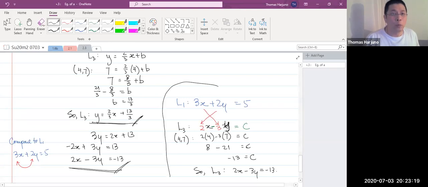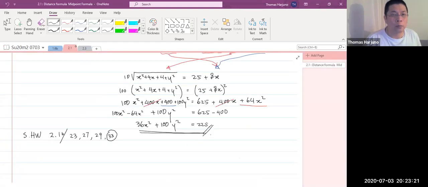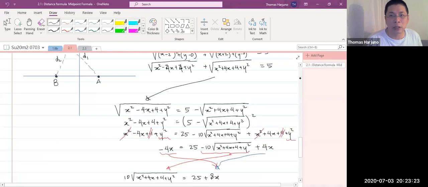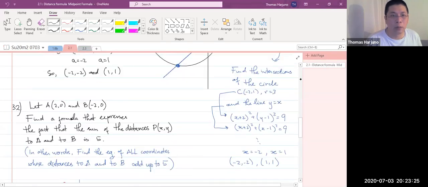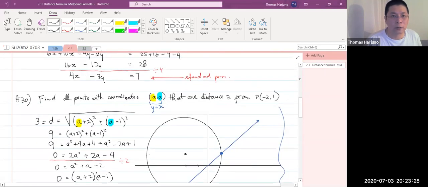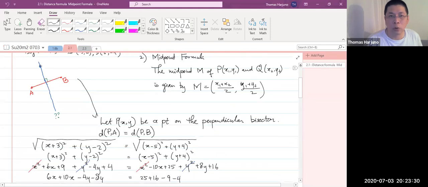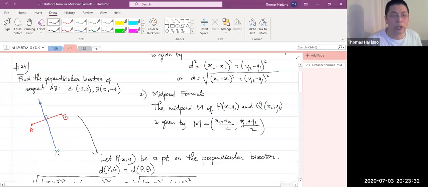Now in 2.1, we have a perpendicular bisector problem. What's that? I want to go over it with you again using another technique.